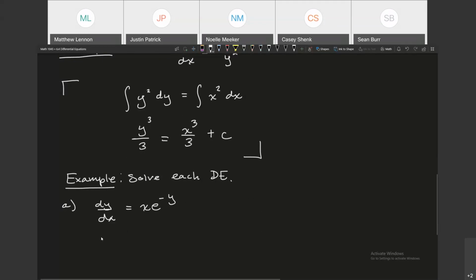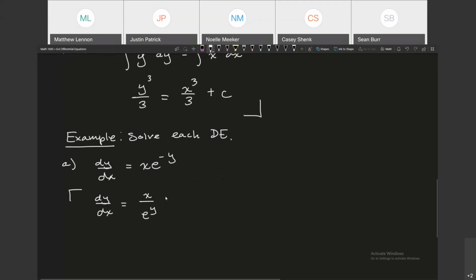So it might help to think of this as dy over dx. Remember, e to the negative y would be the same thing as 1 divided by e to the y using the exponent notation. And then again, you can sort of cross multiply here, and you'll see you'll get e to the y times dy is equal to x times dx. So we only have things involving x on the right and things involving y on the left, and we can integrate.